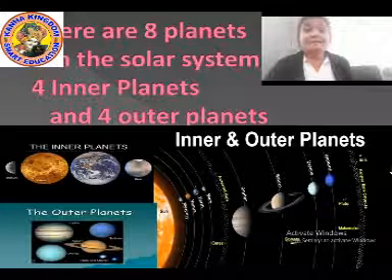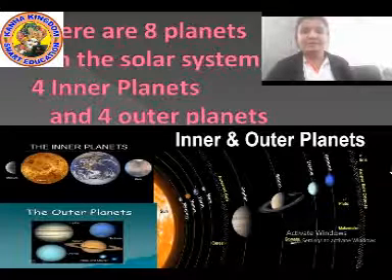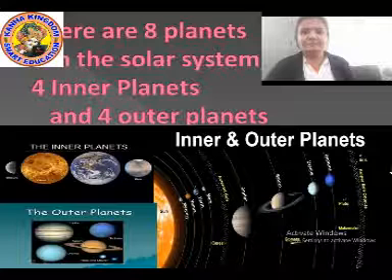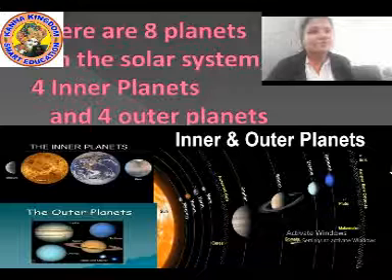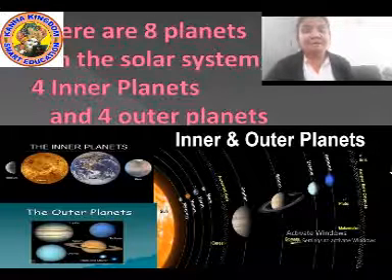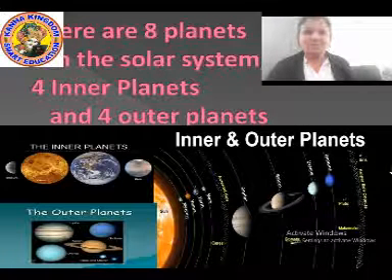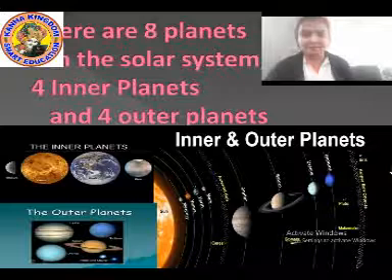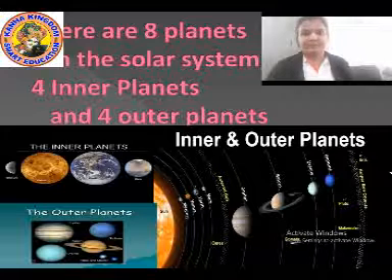Now, tell me how many planets are there in the solar system? Yes, 8. Some of you must have told 9. Yes, before it was 9 because Pluto was also part of the planets. Okay, there are 8 planets in the solar system.